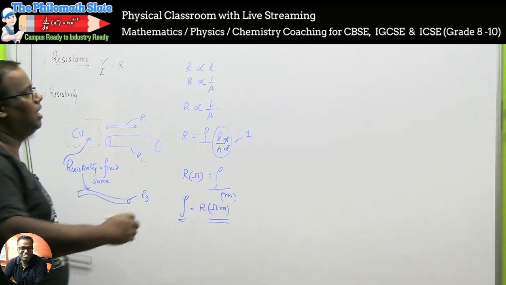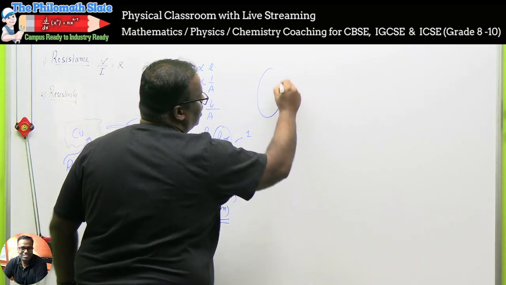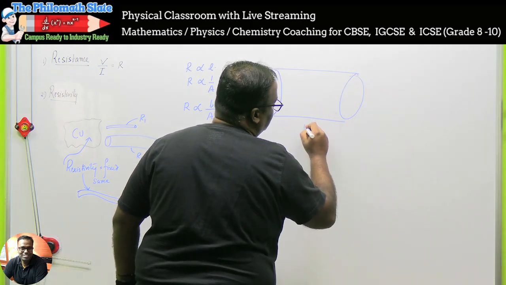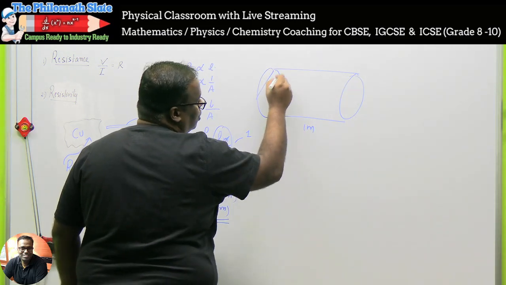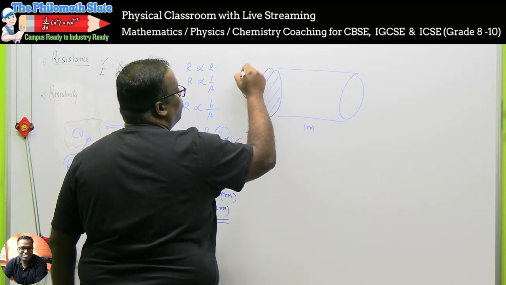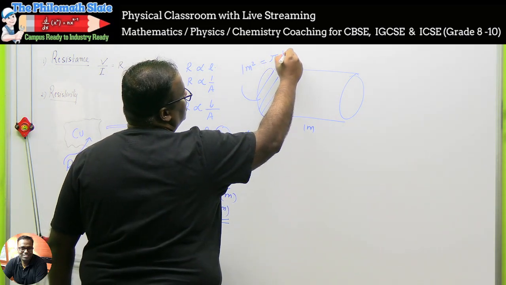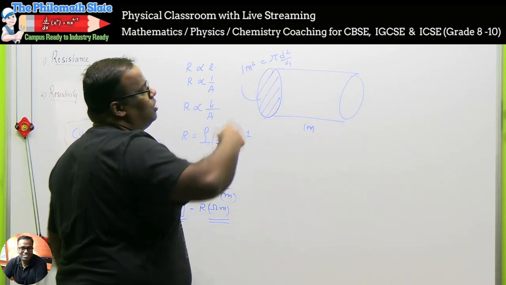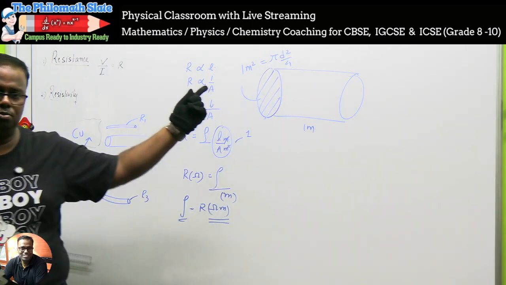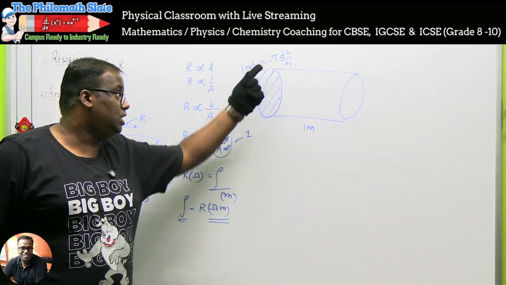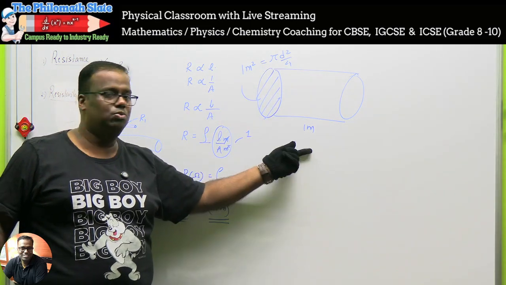Now is it making sense? Take a wire of copper, a wire whose length should be how much, beta? 1 meter, and the cross-sectional area should be 1 meter square, meaning not the diameter, 1 meter square is pi d square by 4. Pi d square by 4 is the formula for area. I hope you understand this. Pi r square is the same as pi d square by 4. This value should be 1 and length is 1.